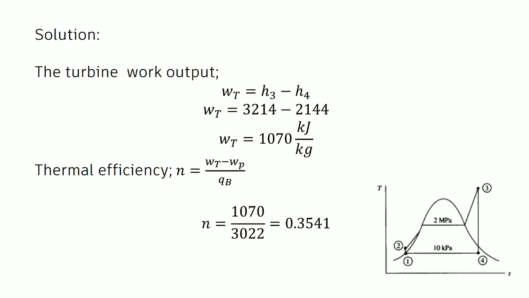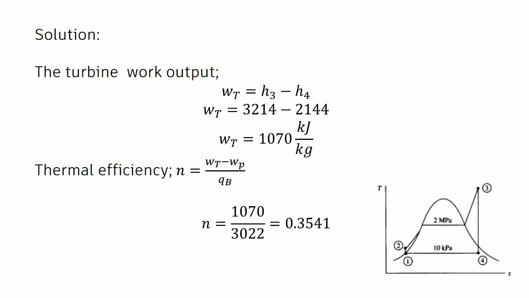For our turbine work output, it is still the same, but we're going to use the output since it is output. So it is our process 3 to 4. This is our turbine. For our specific enthalpies at state 3 and 4, you just have to subtract both and we can get our turbine work output to be 1070 kilojoules per kilogram.